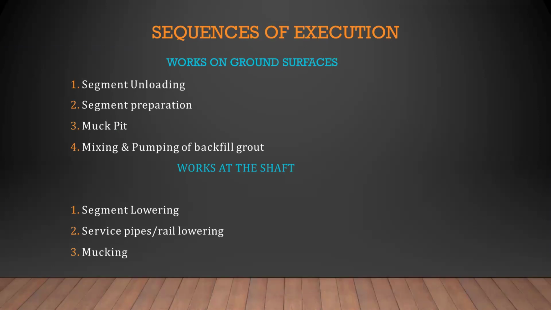Sequences of execution, we can categorize as works on ground surface, works at the shaft, then works at the TBM. If we are talking about the works on the ground surface, once precast segments are delivered, those segments must be inspected to check if they meet the acceptable standards. Inspection will be done on the trailer before unloading. Segments will be unloaded only after the quality check upon delivery has been done by an expert inspector. Then segment preparation.